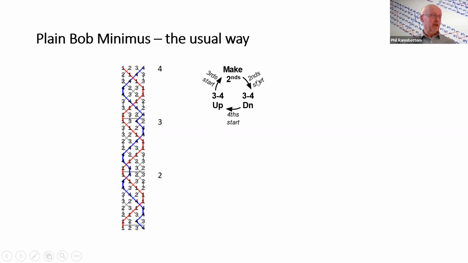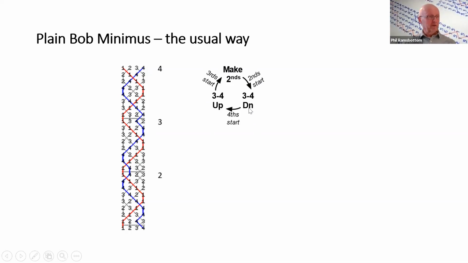Okay, so if you're ringing the second, you'd start there, and the first piece of work you would do would be 3-4 down. You can see that there. I shan't go through the whole lot, but that's the second doing its 3-4 down dodge, and so on.